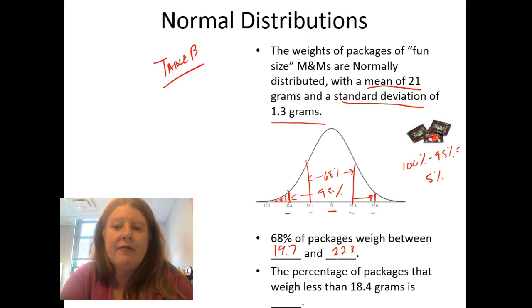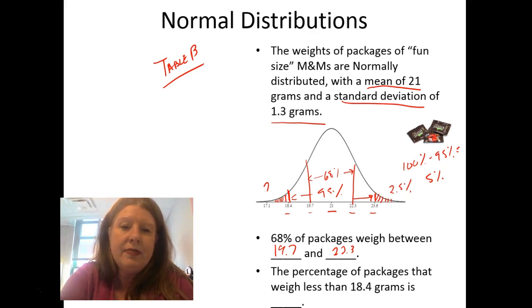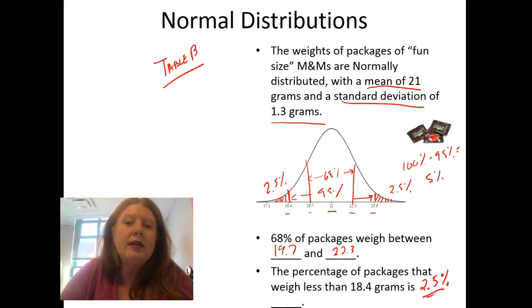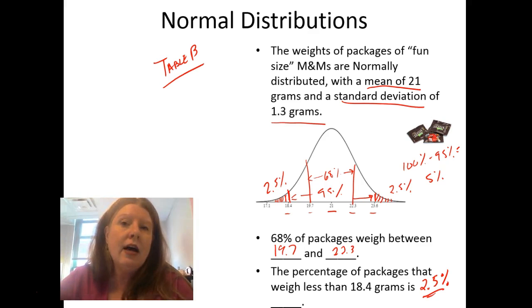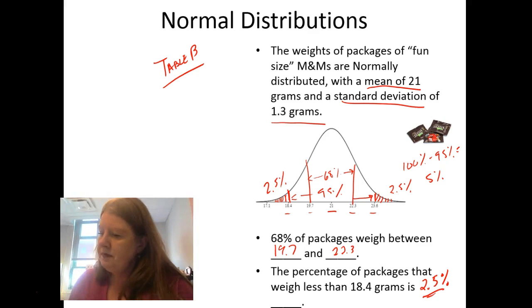And then we'd split that 5% into each tail. So we know half of this 5% or 2.5% would be up here. The other half is down here. So the answer here is 2.5%. So this is another way we can use the empirical rule to help us answer a question.